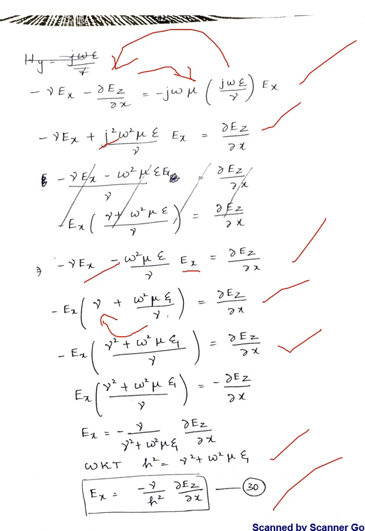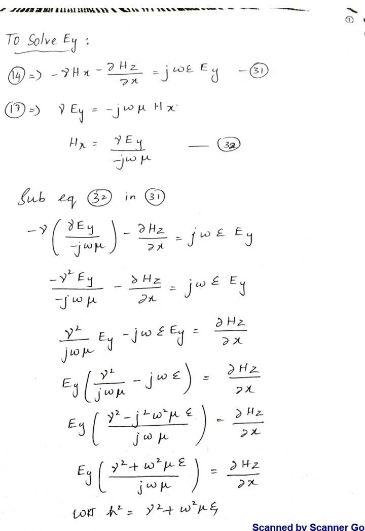Next we are going to solve Ey. In order to solve Ey, I'm going to write the 14th equation again and mark it as the 31st equation. And I'm going to write the 17th equation again. In the 17th equation, I'm going to take Hx alone on the left hand side and the remaining terms on the right hand side and mark it as the 32nd equation.